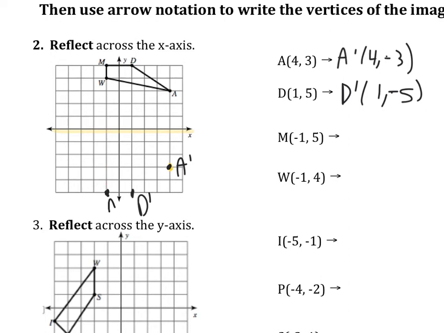And that is going to be at M prime is at -1, -5. Again, the x stayed the same, the y went opposite. And lastly, for W, it's 4 above 1, 2, 3, 4, so down 1, 2, 3, 4. So there's W right there, and W is at -1, -4.